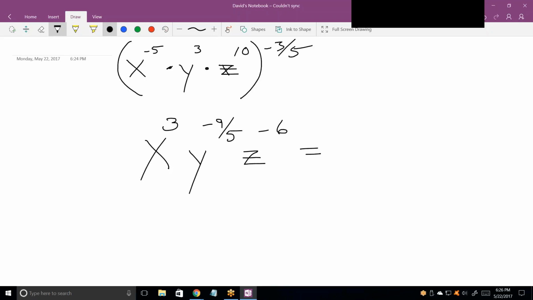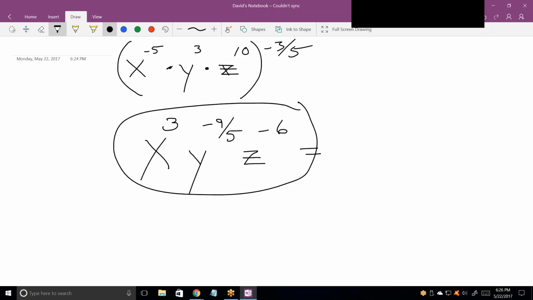Now, usually they do not like negative exponents in answers. So give me that answer with all positive exponents. X cubed times 1 over y. Well, instead of times, let's just draw a fractional line and put the y down there. What's the rest of it? Z to the 6th, in the denominator. Cool. There's your answer.